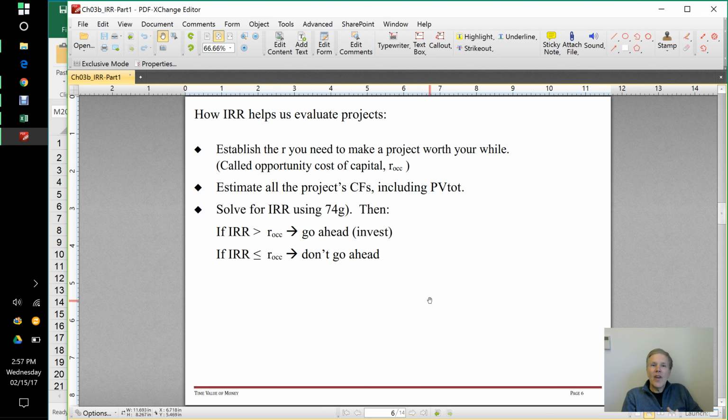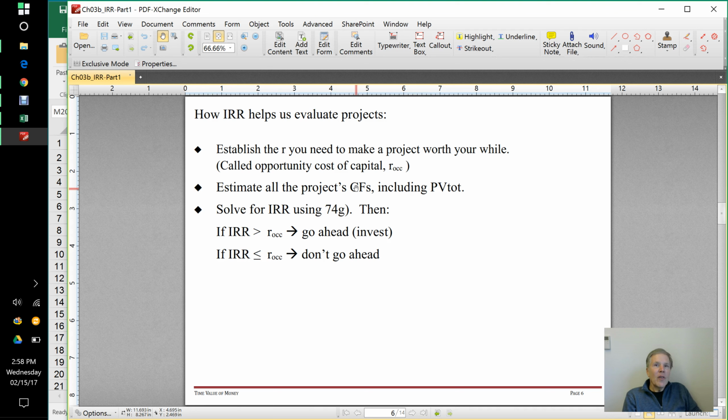Okay, so how does IRR help us evaluate projects? Well, we're going to use this in real estate finance very frequently, so we need to know it. The first thing we'd want to do as a real estate finance professional is establish for our firm, in the milieu that we're working in, development, management of cash flow producing properties, whatever, the R, the interest rate that we need to make a project worth our while. And that's going to have a particular name. We're going to call that the opportunity cost of capital.